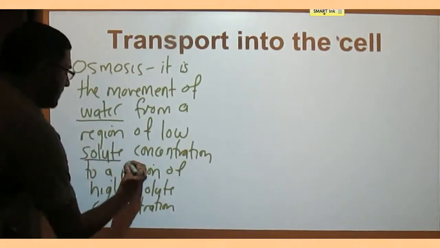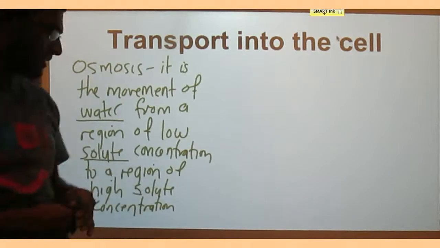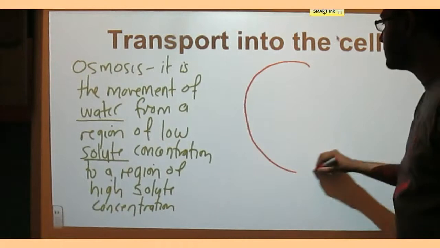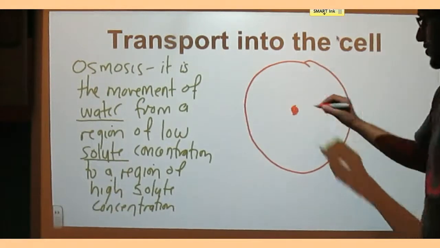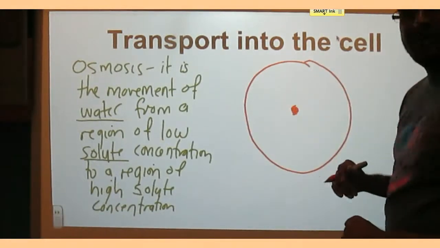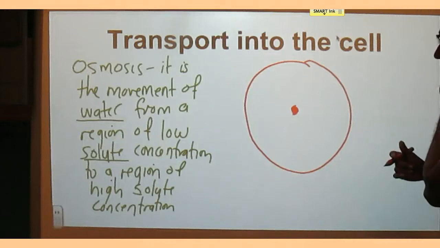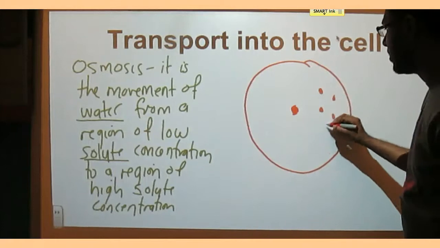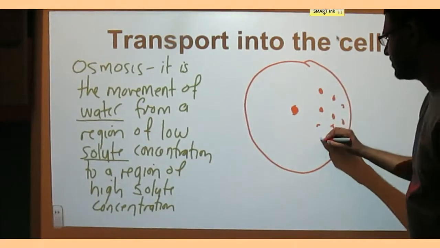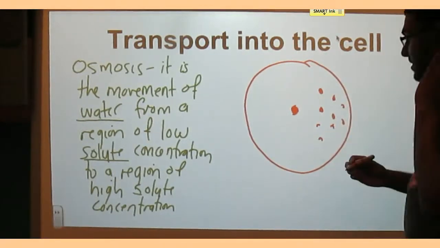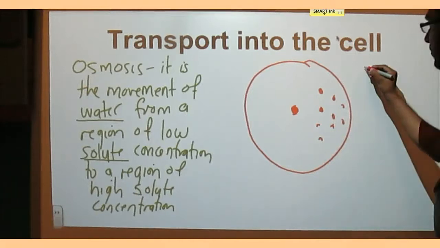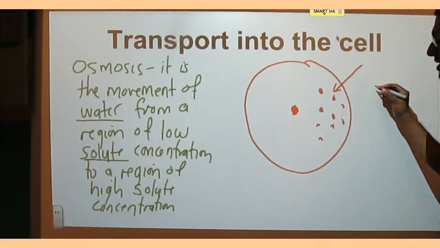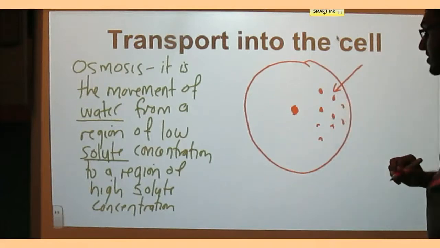The word solute might be a little bit confusing. Solute is basically solid particles. So let's refer to our cell diagram to see how this mechanism works. You have your nucleus. I always like to draw the nucleus because it makes it look more like a cell. Say we have solid particles, for example, sugar. Eventually, water will move from outside, where there's a low or no solute concentration, into where there's a high solute concentration.